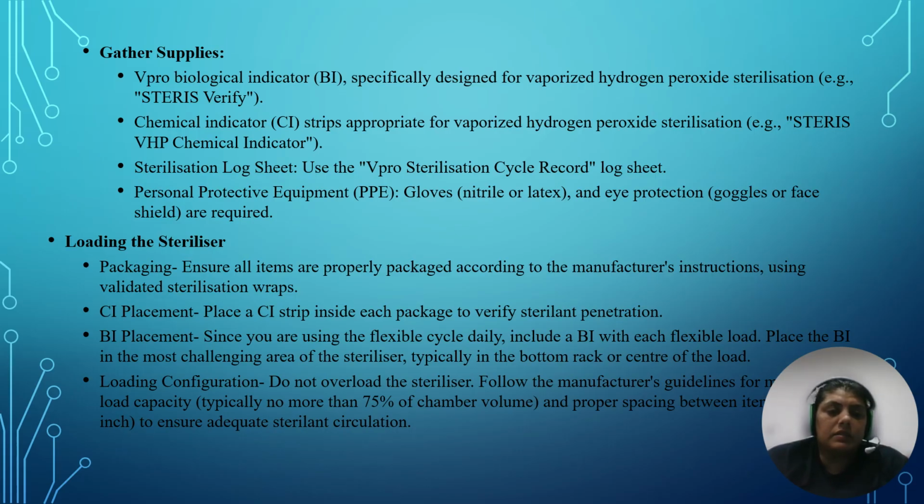BI placement: since you are using the flexible cycle or any cycle daily, include a BI with each cycle load. Place the BI in the most challenging area of the sterilizer, typically in the bottom rack or the center of the load. Loading configuration: do not overload the sterilizer. Follow the manufacturer guidelines for specific load capacity, typically no more than 75% of chamber volume, and proper spacing of items, 1 inch, to ensure adequate sterilant circulation.